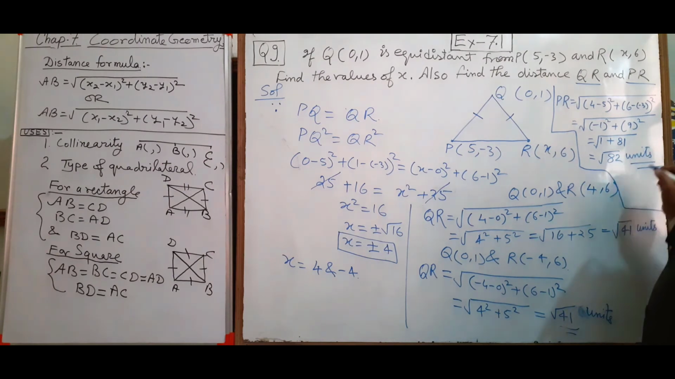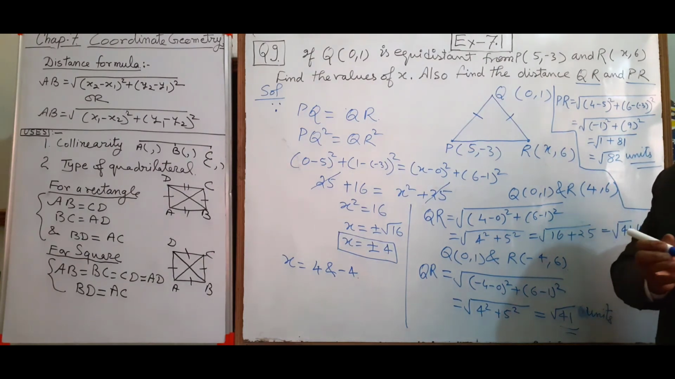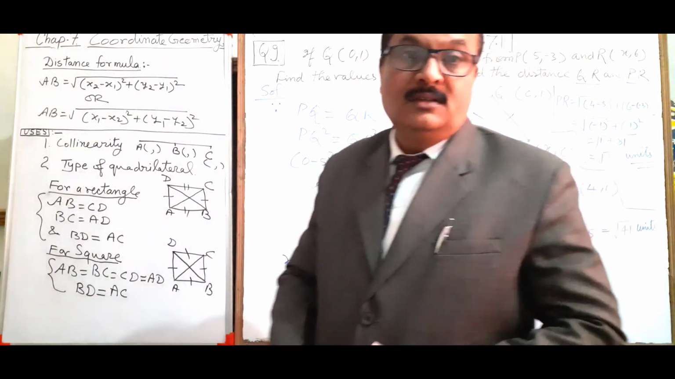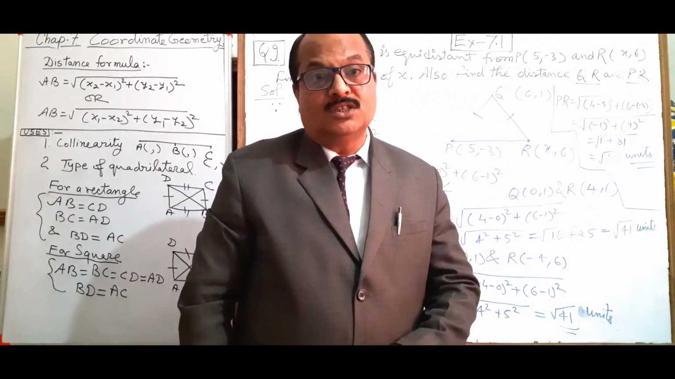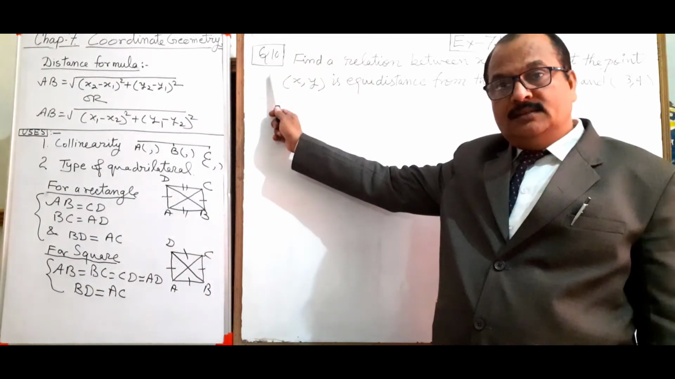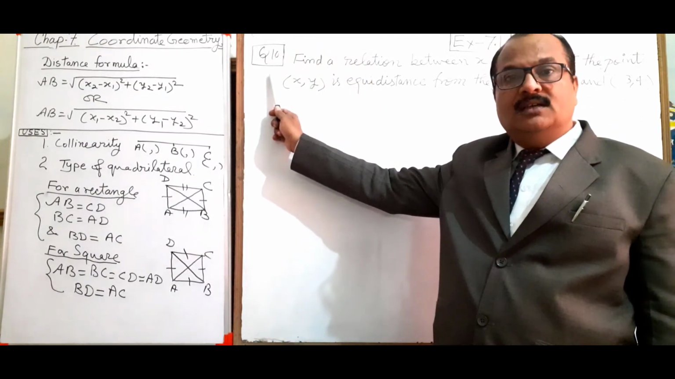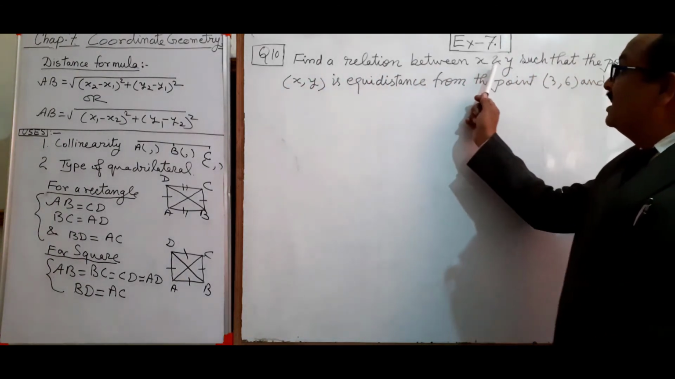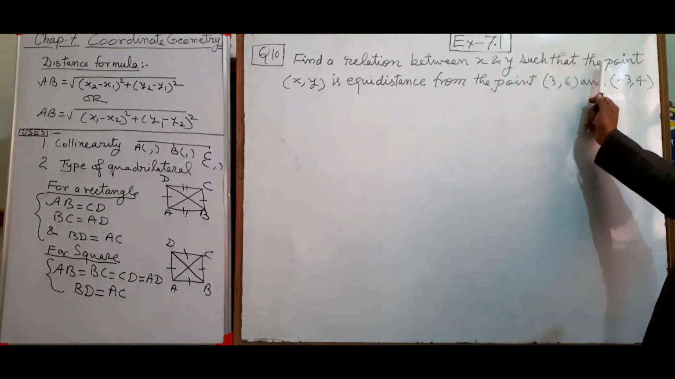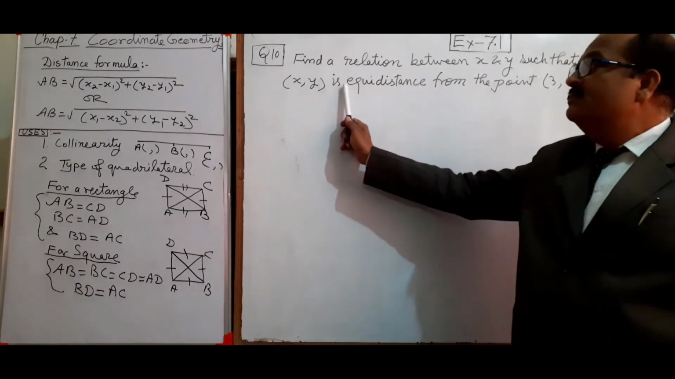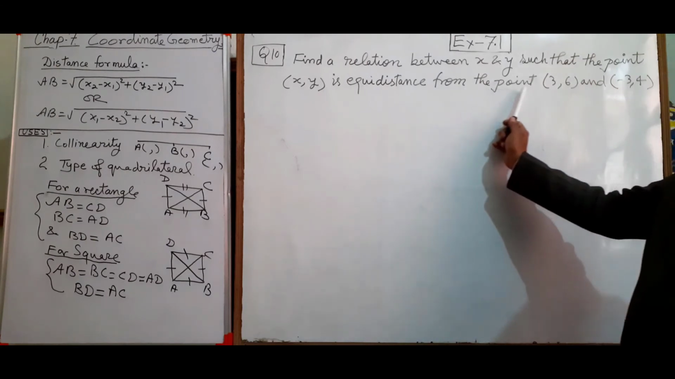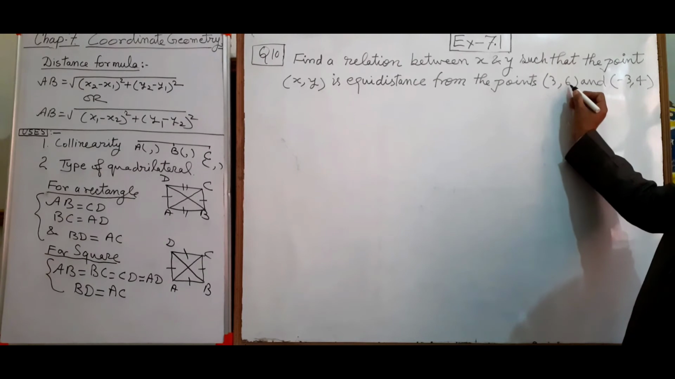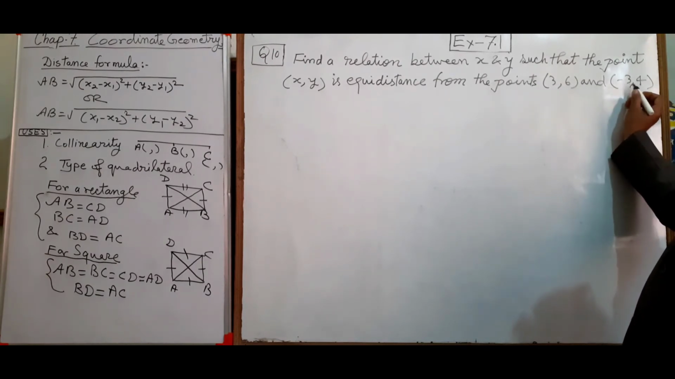So students, in this way question number 9 completes, only one question, 10, is left. You can now see the solution of question number 10. Question number 10, it is the last question of exercise 7.1. Find a relation between x and y such that the point (x, y) is equidistant from points (3, 6) and (minus 3, 4).